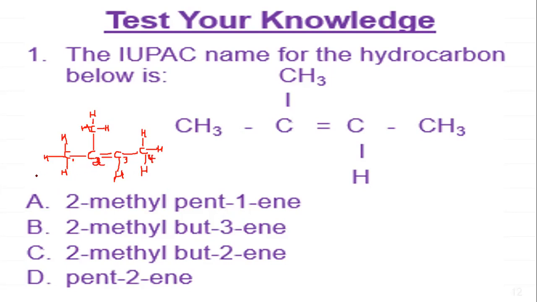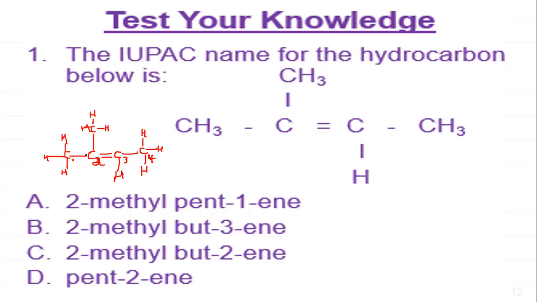Right. Now, why did I number like this? Because if I number from left to right, then the double bond, which is the functional group, is on carbon number 2. If I numbered from right to left, then it will still be on carbon number 2. But I will show you the problem with that one.